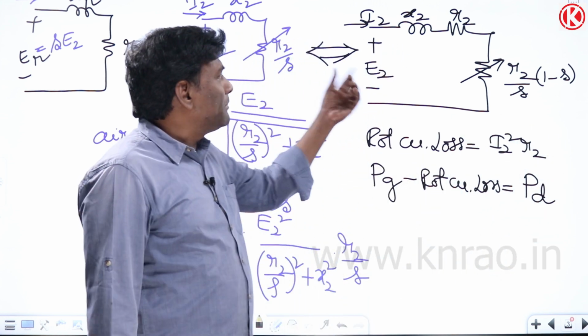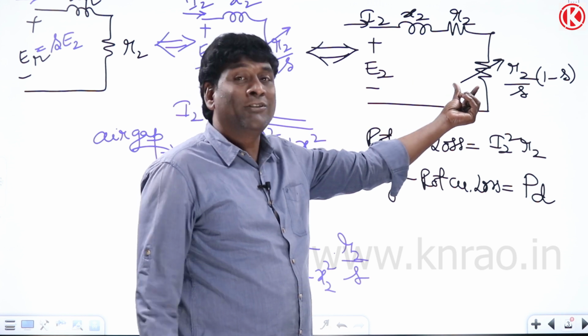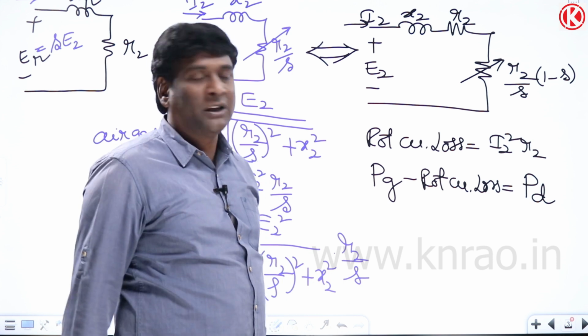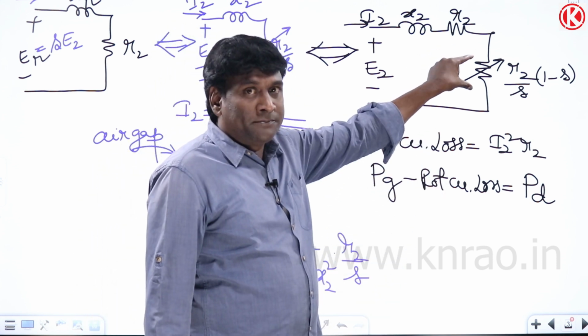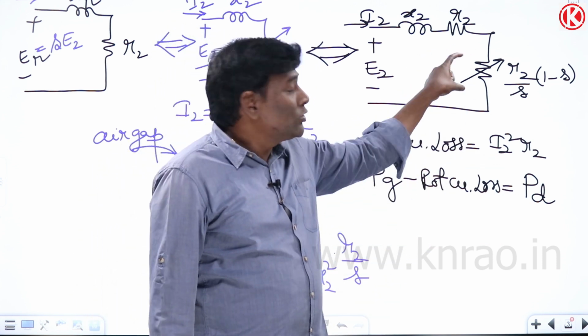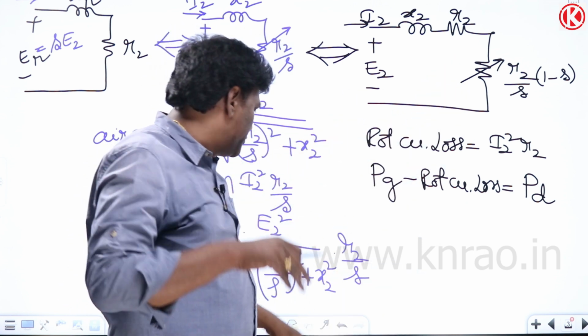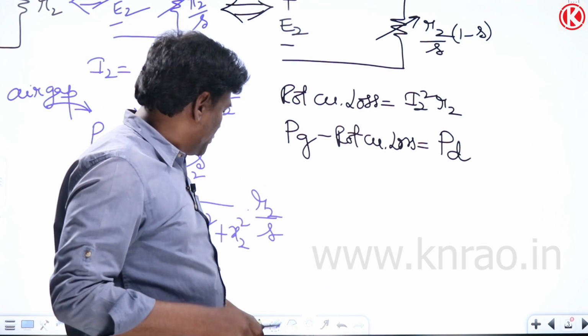So air gap power minus this is going to be the power developed equivalently, which will be converted into the mechanical side. Now out of this power, maybe PD, if you deduct mechanical losses from PD, shaft power will come. About that we will see later. As of now, this is going to be the thing.